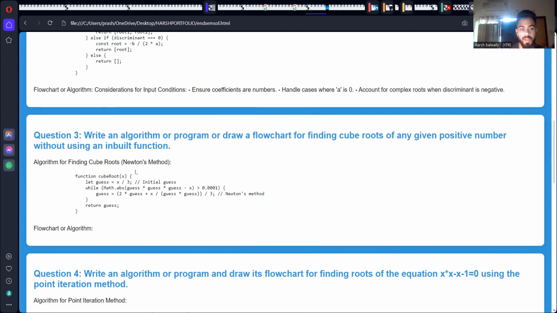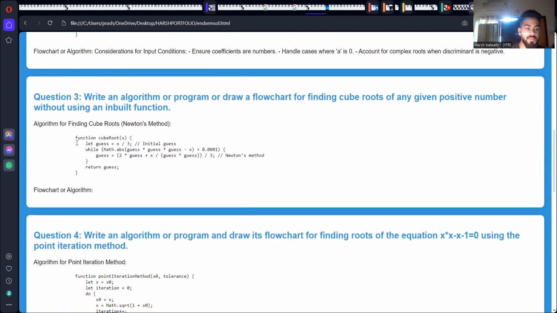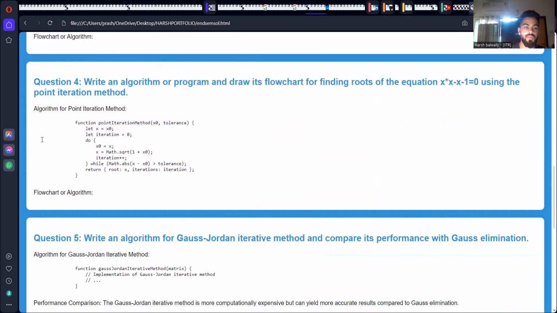Algorithm for finding roots by using the Newton-Raphson method: function cubeRoot(x), let guess equal to x divided by 3. This is the initial guess. While Math.abs(guess times guess times guess minus x) is greater than 0.001, we continue the loop. The body of the while loop is guess equal to (2 times guess plus x divided by (guess times guess)) divided by 3, and this is Newton's method, and that's it.